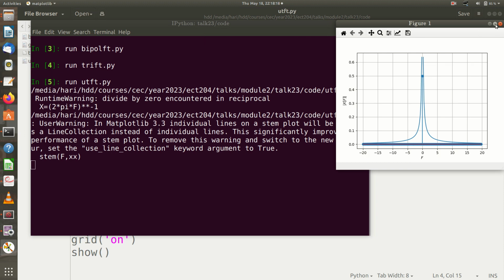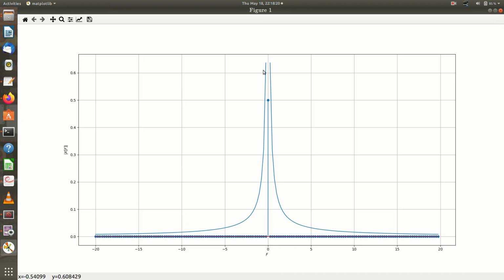Here you can see how this varies. This 1 by 2 pi f is a rectangular hyperbola. This is an absolute value. That's why it is appearing on the positive side. So this is actually mod 1 by 2 pi f, and this is another mod 1 by 2 pi f. And this is an impulse of height 0.5. These two curves depict the 1 by 2 pi f part, and this impulse represents my impulsive part, half delta(f).